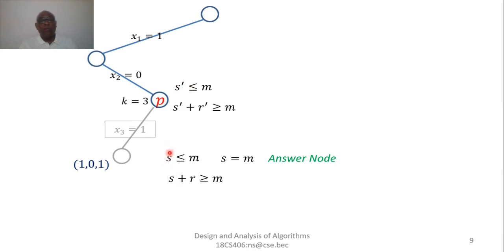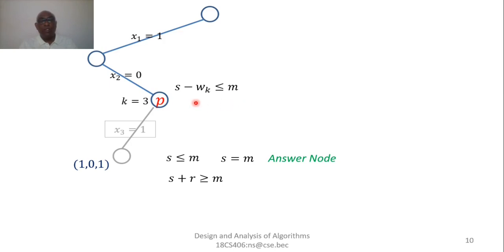We know that S is equal to S prime plus Wk. Hence S prime is S minus Wk. So you can rewrite this as S minus Wk should be less than or equal to M. Similarly, the other condition, S prime plus R prime should be greater than or equal to M.